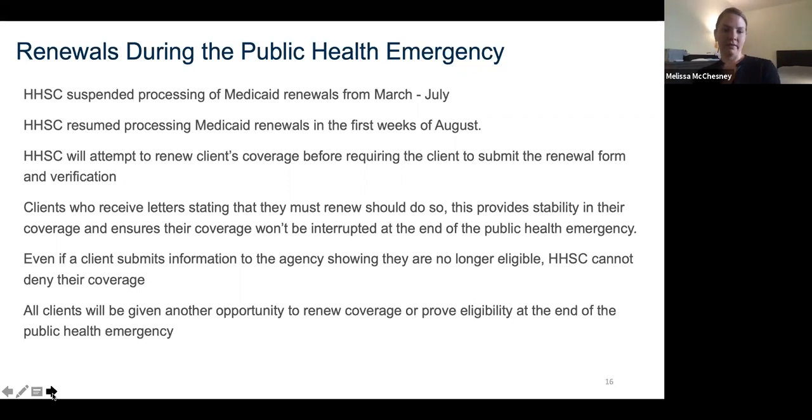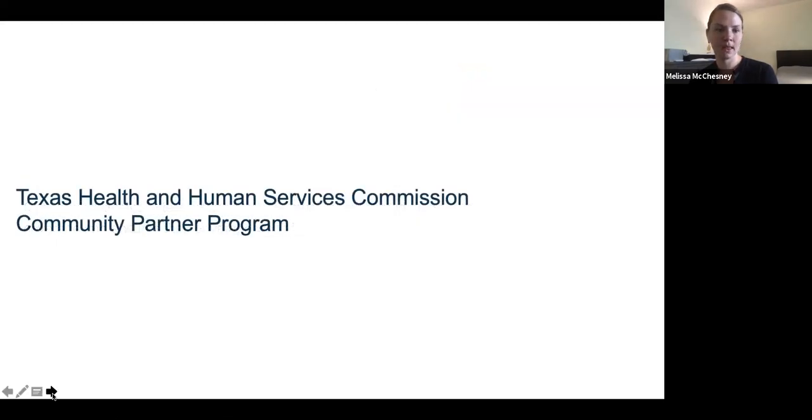I think I went over all of that. Oh, but if they don't fill it out, they miss it, they forget, they're going to give one more chance before they get terminated at the end of the public health emergency. The agency is going to give them another chance. So all of that is to get us to, okay, I get the process, the basics.